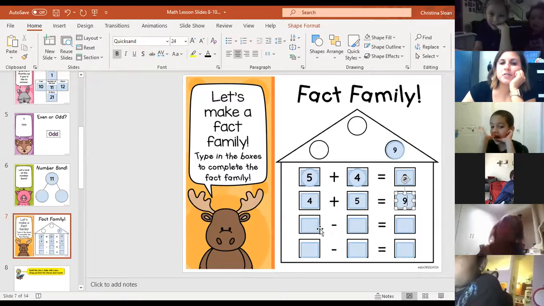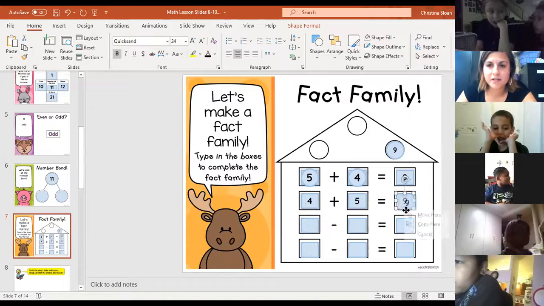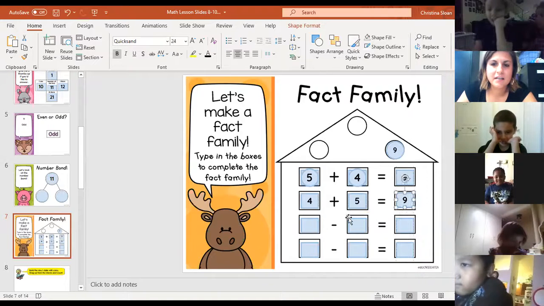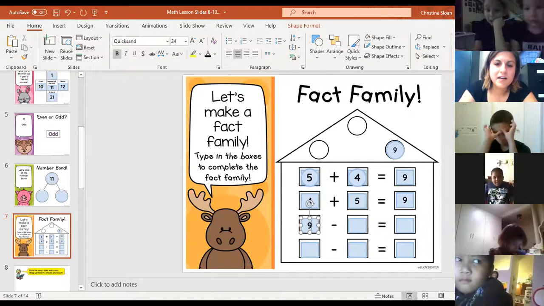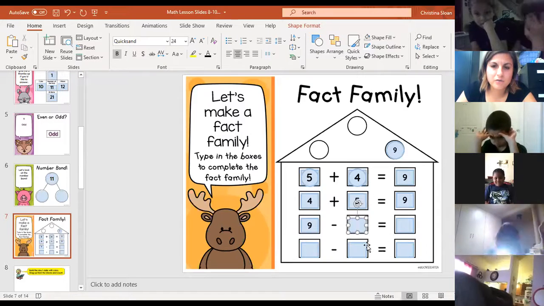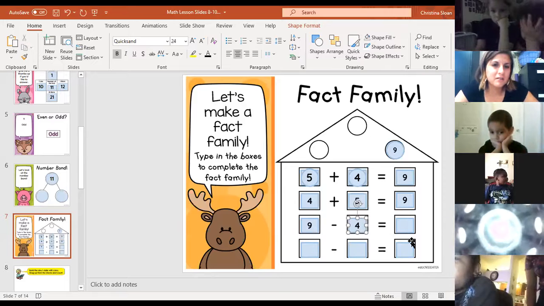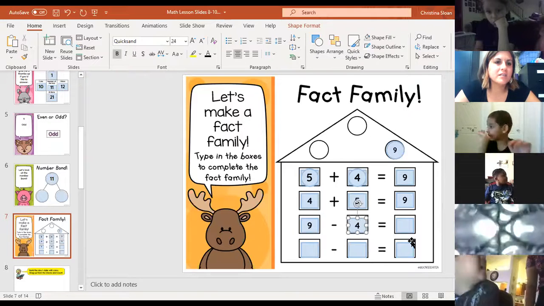All right, well, what if we were doing subtraction? So what if we start with our bigger number in the family? So our bigger number is 9. So if we start with 9, what would happen if we took away, let's do 4. If we did 9, take away 4, what would we get? You can show me with your fingers.